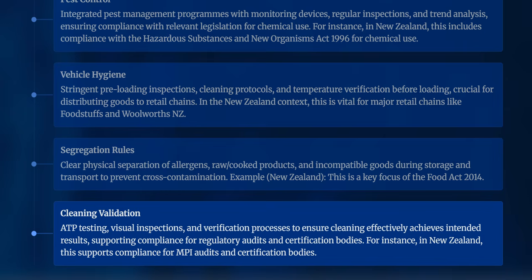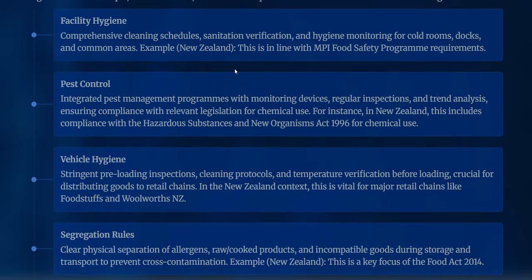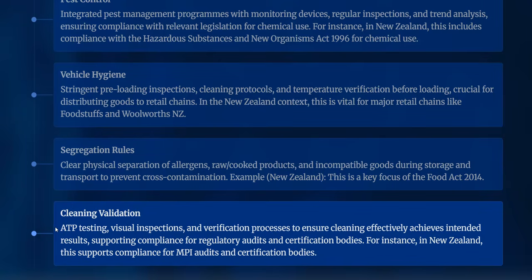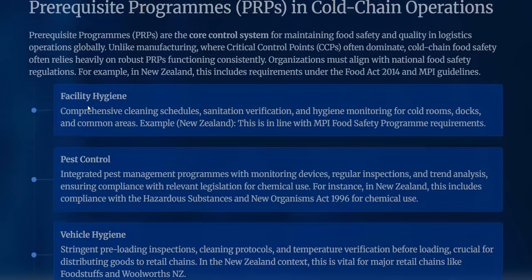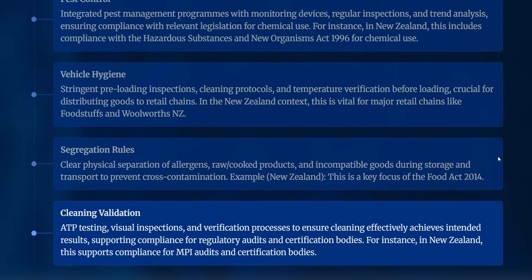So we must make sure these five PRPs, facility hygiene, pest control, vehicle hygiene, segregation, and cleaning validation, are robust and in place for food safety in cold chain operations. All right, so take a note and make sure you review and update your PRPs.